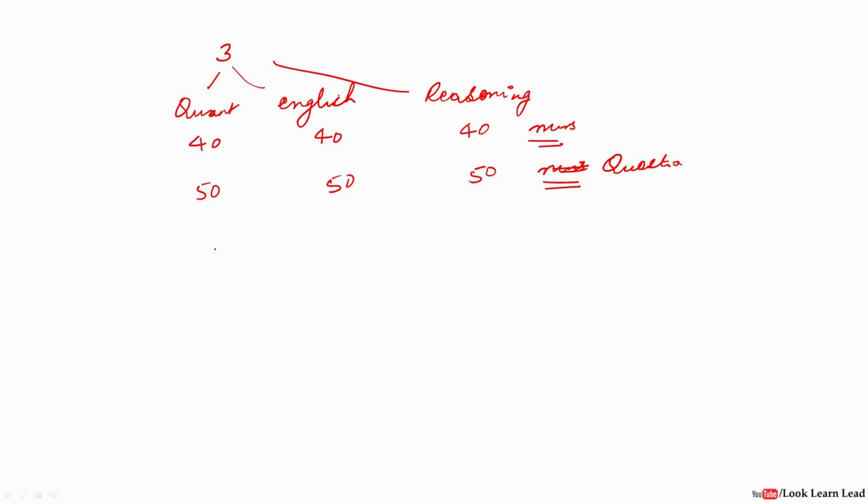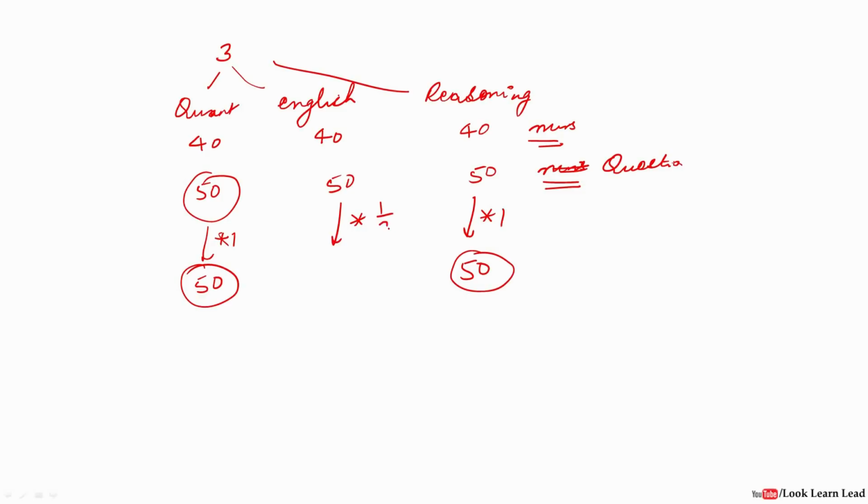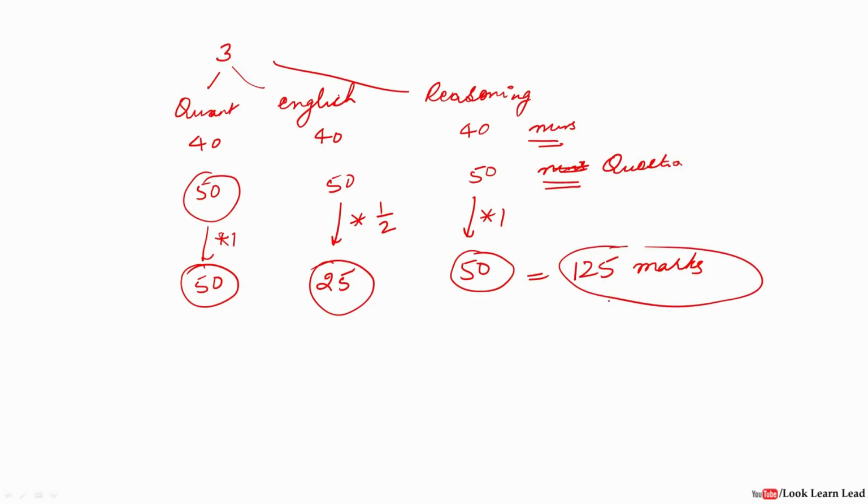But the marks allotted: in Quant, each question will carry 1 mark, so it would be 50 questions for 50 marks. In Reasoning, each question is also 1 mark, so 50 questions for 50 marks. But in English each question would be of half a mark, so we'll have 50 questions for 25 marks. So in total we have 125 marks.